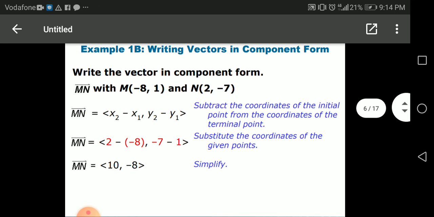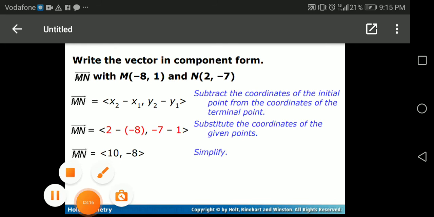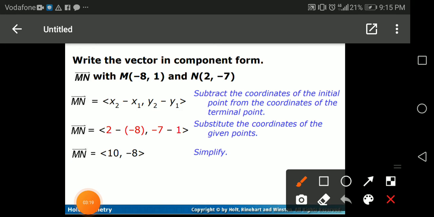What about this? Write the vector in component form. MN, with M at negative 8 and 1, and N at 2 and negative 7. Okay guys, here we have to write the vector in component form, and he gives you the coordinates of M and the coordinates of N. So we have the initial and the terminal points.